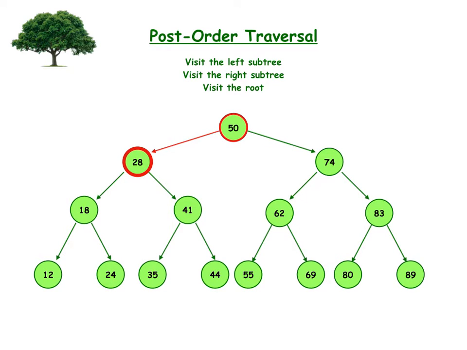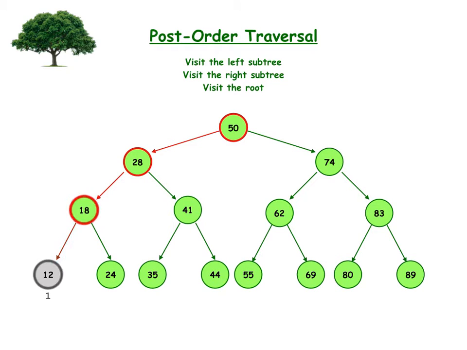Same with 28. We do not visit 28 yet. We visit 28's left subtree first. Same with 18. Do not visit 18. Visit the left subtree first. Now we're at 12. 12 has no left subtree. It has no right subtree. Thus, all that's left to do is visit 12 itself. So 12, once again, is the first node that gets visited in this traversal.